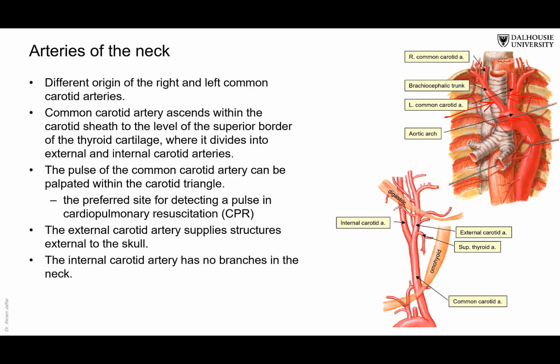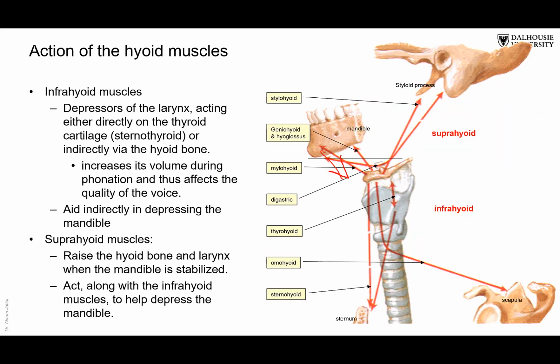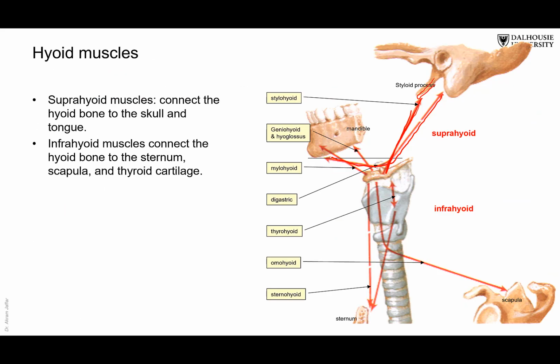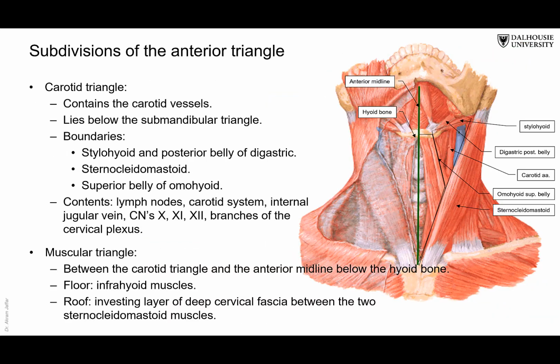And the pulse of the common carotid artery, which is very important, can be palpated in the neck. It can be palpated in the carotid triangle here. You just move your fingers lateral, away from the midline at the level of the Adam's apple, and just anterior to sternocleidomastoid, you will be able to feel the pulsations.